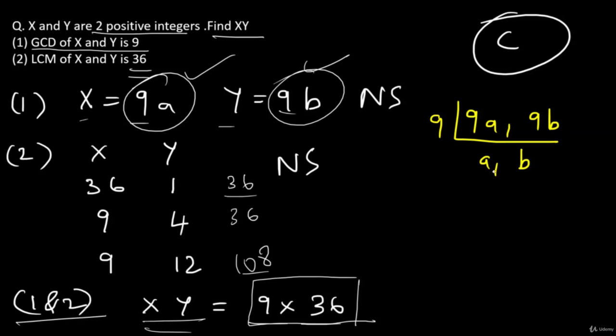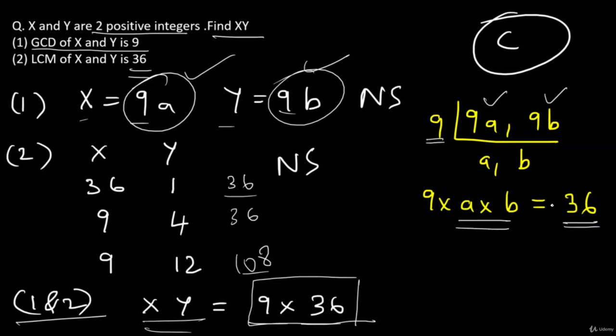So, a and b will not have any common factor because the highest common factor among 9a and 9b is equal to 9. Therefore, what would be the LCM of 9a and 9b? That would be 9 into a into b. That's equal to the LCM. And it's given that the LCM is equal to 36. So over here you can see that a into b is equal to 36 by 9, which is equal to 4. So we have a into b is equal to 4.